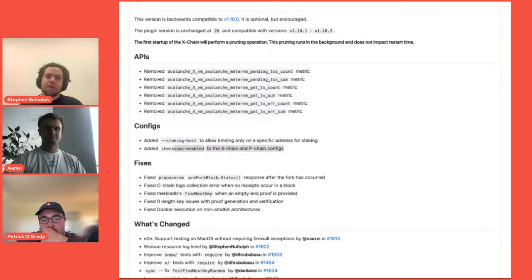Yeah, so that's a great, really subtle consensus fix during the bootstrapping flow, which is nice.